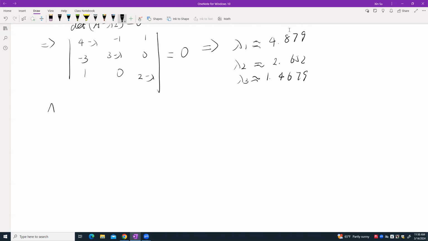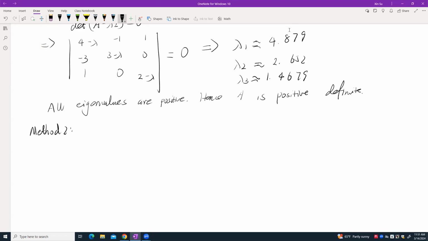So all eigenvalues are positive, hence A is positive definite. This is the first method, but I don't recommend it because you need to solve the characteristic polynomial. So let's go to method 2. The first one was to check whether all the eigenvalues are positive, which requires solving the characteristic polynomial.